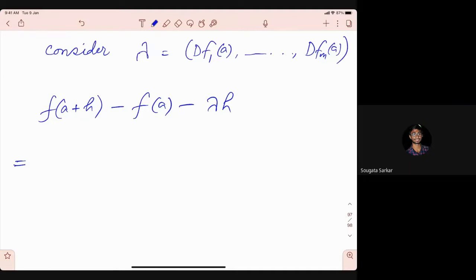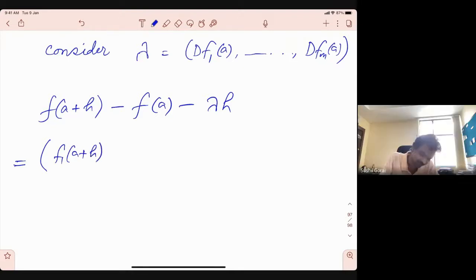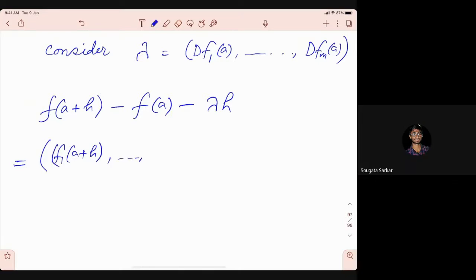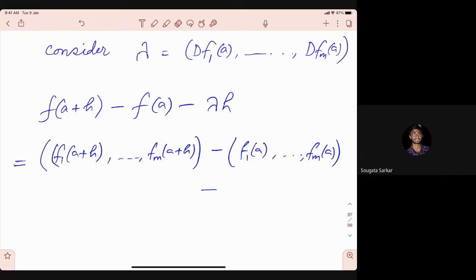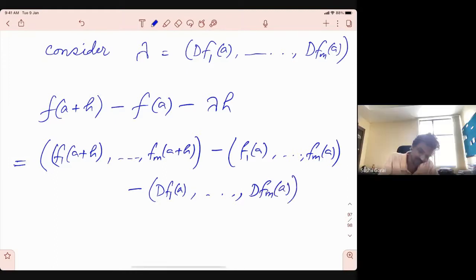It is (f1 of a plus h, ..., fm of a plus h) minus (f1 of a, ..., fm of a), minus (df1 of a h, ..., dfm of a h).